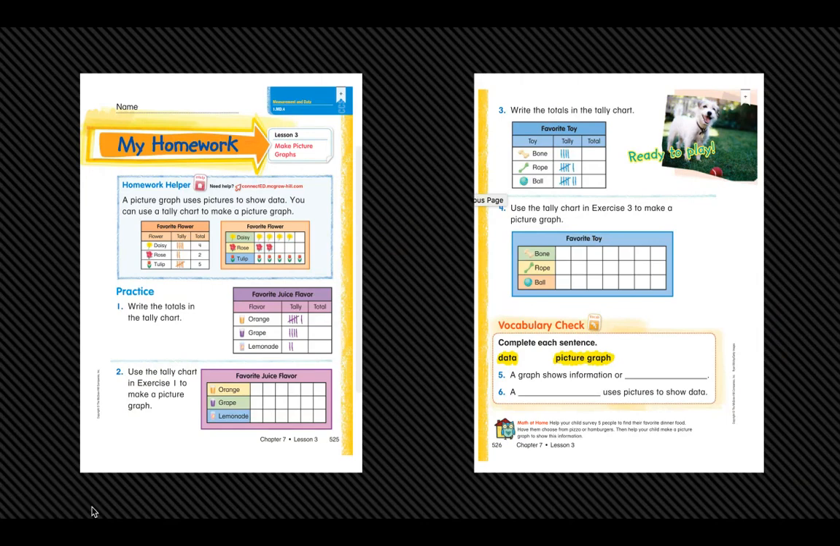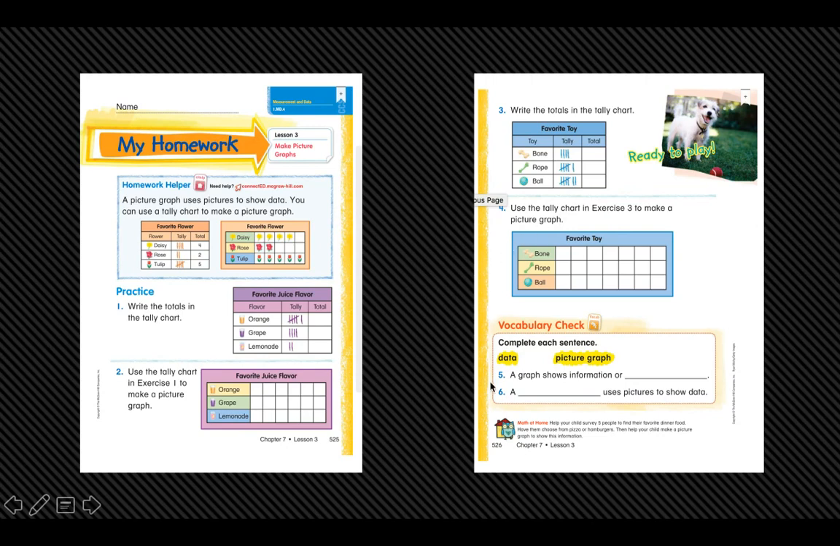After you are finished, complete your homework, pages 525 and 524. Your homework is very similar to problems number 1 and 2 in our lesson, so you can refer back to it if you need to. Problem number 1 and 2 for your homework, you are going to fill in the totals of the tally chart and then use this tally chart to create a picture graph. For problems number 3 and 4, you are also going to fill in the totals for this tally chart, then use the totals to make a picture graph.